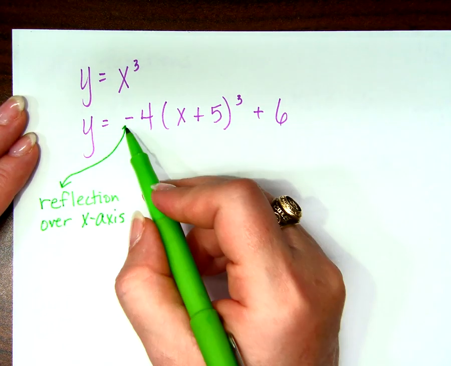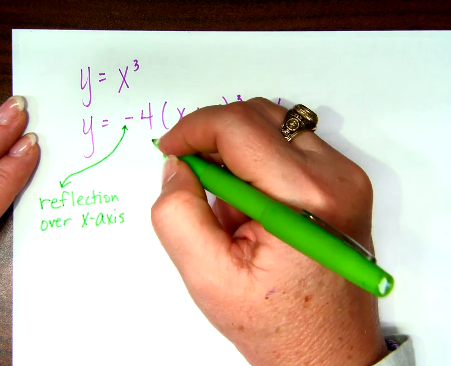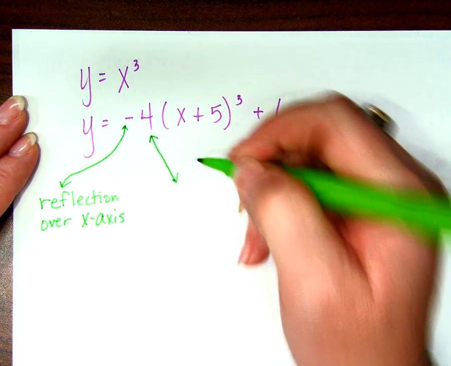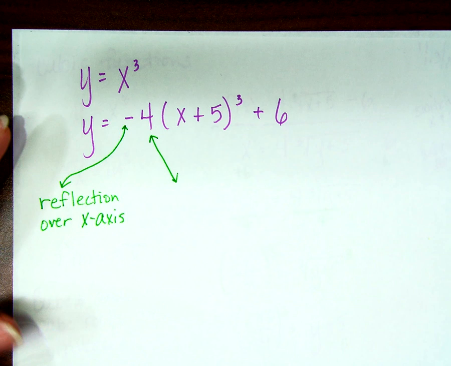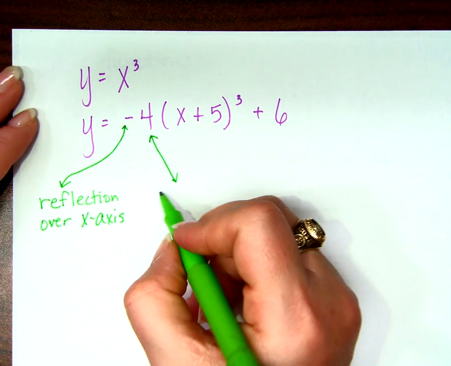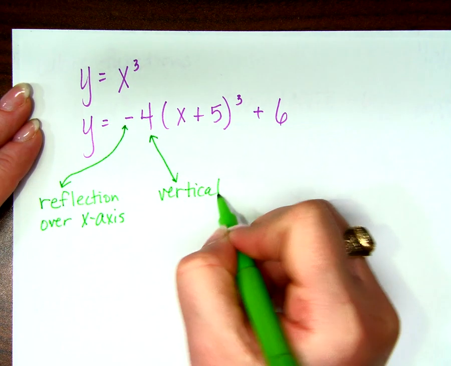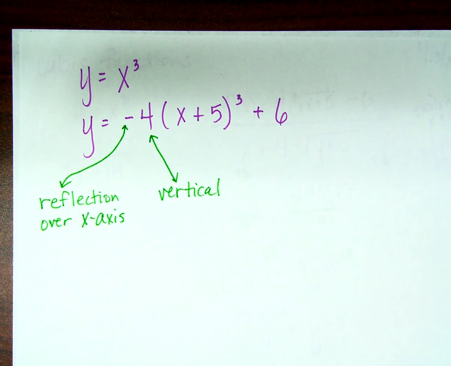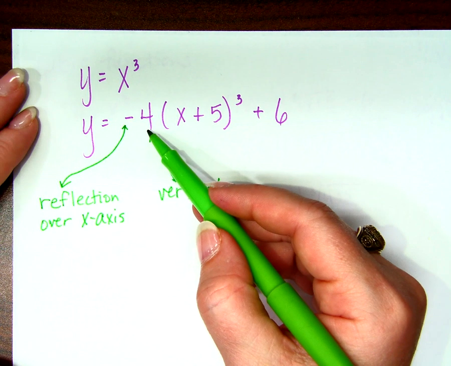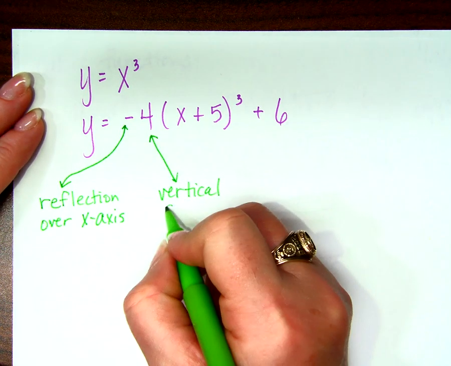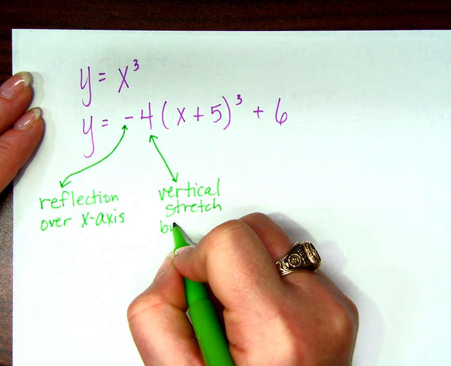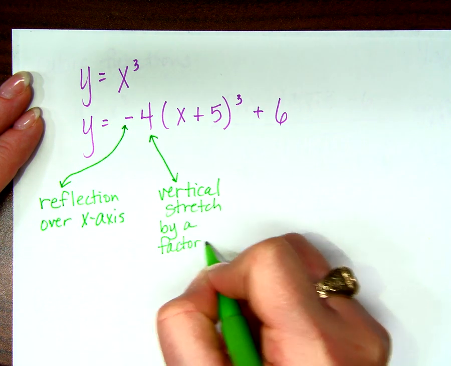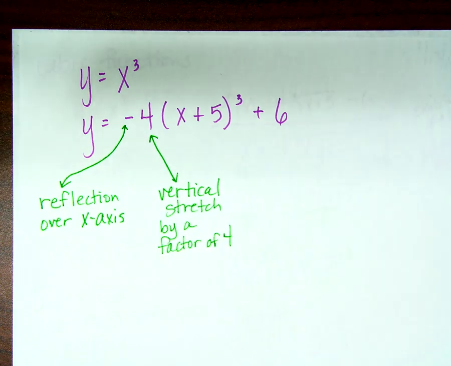Okay. Next is the 4, right? So what kind of change does the 4 cause? It's on the outside, so it's causing some sort of vertical change. It is a multiplier, so it causes either a stretch or compression or shrink, depending on which word you like better. I don't care. This is greater than 1, so it's a stretch, right? By a factor of 4.